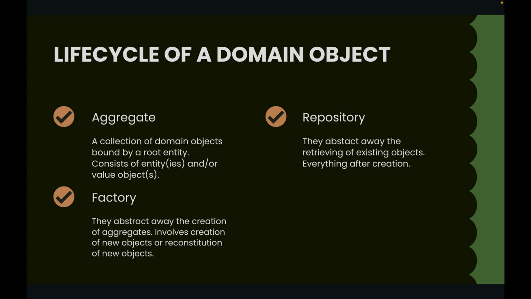Lastly, repository. These abstract away the retrieving of existing objects. Everything after creation basically will live here. That means the retrieval, the updates, the deletion all go here. And because of the reconstitution I mentioned, it's something we're probably fetching from a DB and then recreating or remodeling, representing.